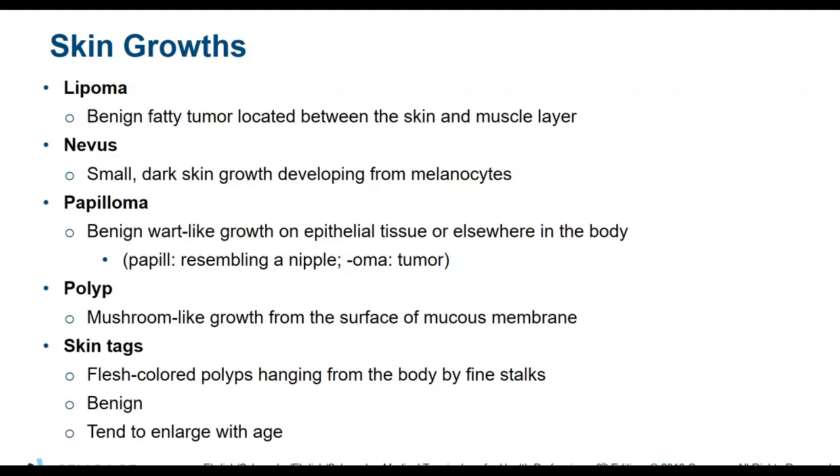And polyps are going to be more of a sac, whereas skin tags are flesh-colored polyps that hang from the body. They have a really tiny, thin stalk. They are benign. They tend to come on people as we get older. Oh, it's heck getting old. Now we start growing these skin tags.